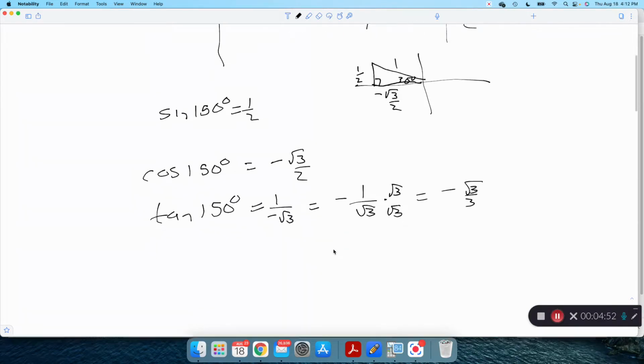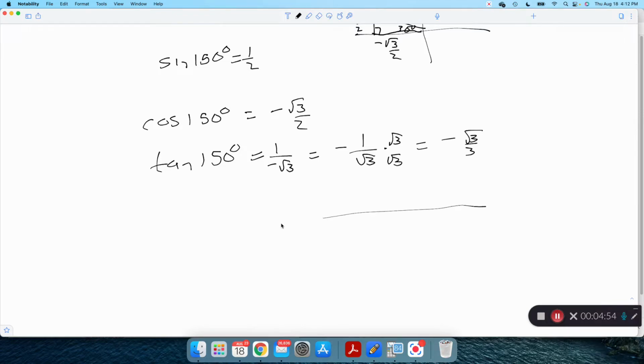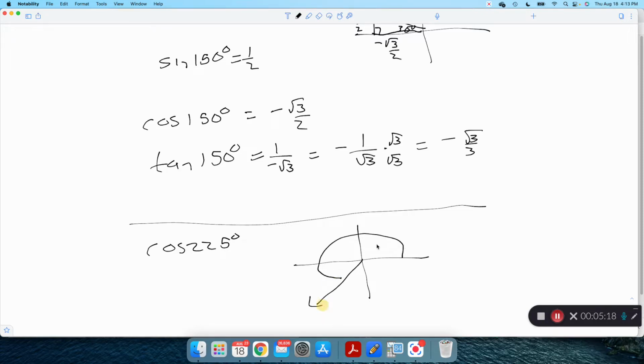Okay, let's do another one, another unit circle one. Maybe we want to find cosine of, oh, let's say, 225 degrees. So that's bigger than 180, but less than 270. That is over here somewhere. So there is 225 degrees.